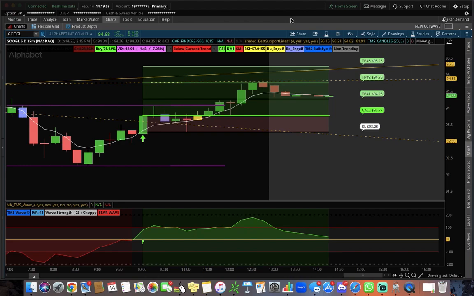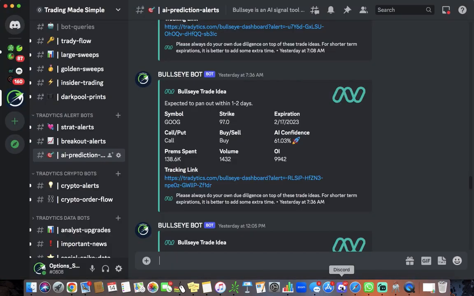Now, the first thing we're going to do is go into our Discord, and you probably have some tools at your disposal. We give out to our members the Tradie Ticks algo flow, which also comes with 3 Tradie Tick alert bots: breakouts, strat alerts, and AI prediction. The Bullseye bot is an AI prediction tool, and it basically gets data from all the order flow that's coming in, identifying volume, open interest, how much money is going into this stock at a specific time, and then generates this trade idea.